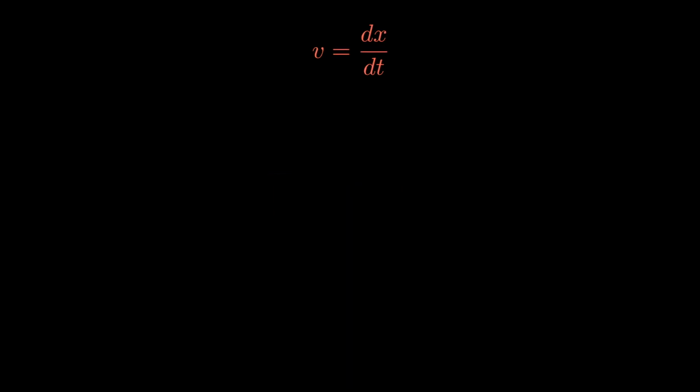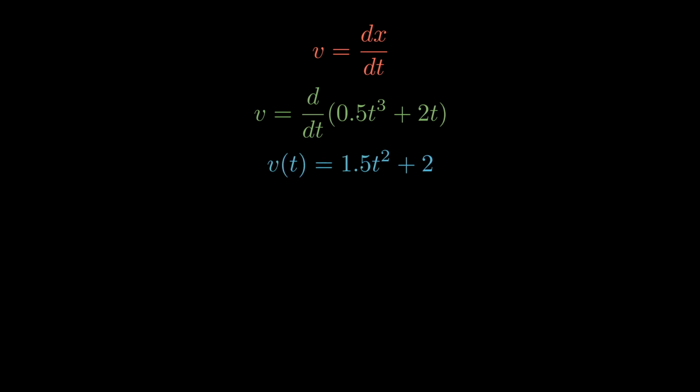Now in part A, we want to determine the speed of this block at time t equals 0. Well, we're given an expression for the position, and we know that velocity is simply the derivative of position with respect to time, which means v equals dx over dt. So we differentiate our expression, and we can use the power rule to get 1.5 t squared plus 2. And now we substitute in 0 to find the velocity at time t equals 0, and doing so gives us 2 meters per second.